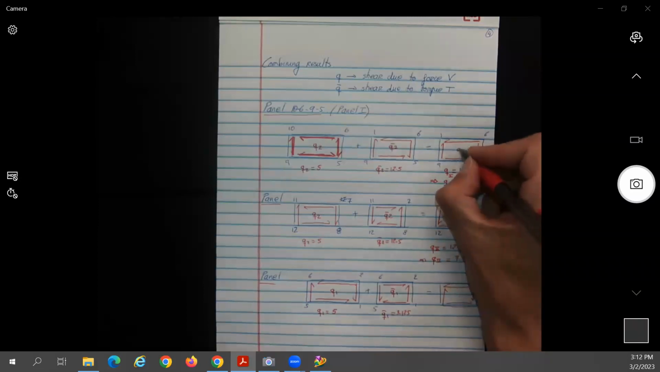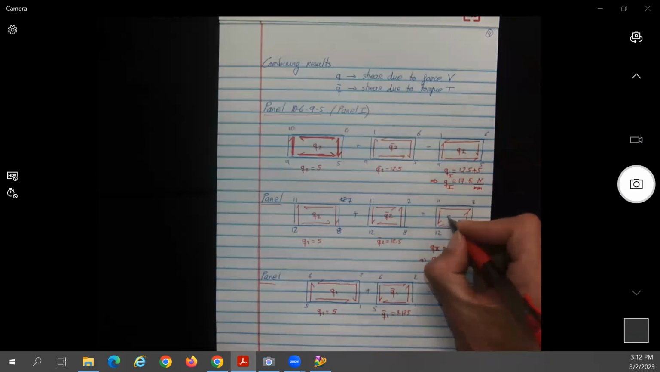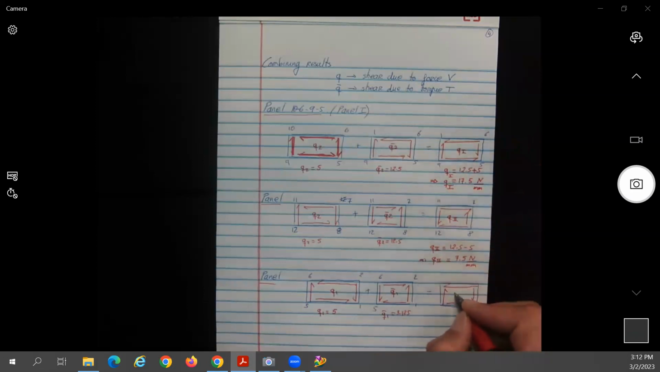So it should be here Q1, Q2, and Q3 would be equal to 5 minus 3.125, which is going to give you that Q3 equal to 1.875 newtons per millimeter.